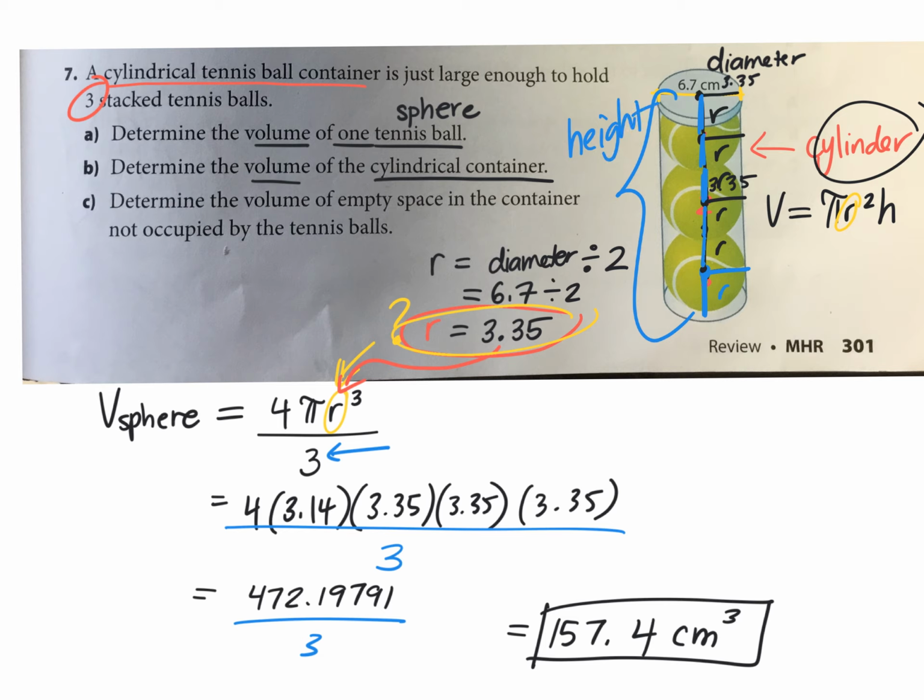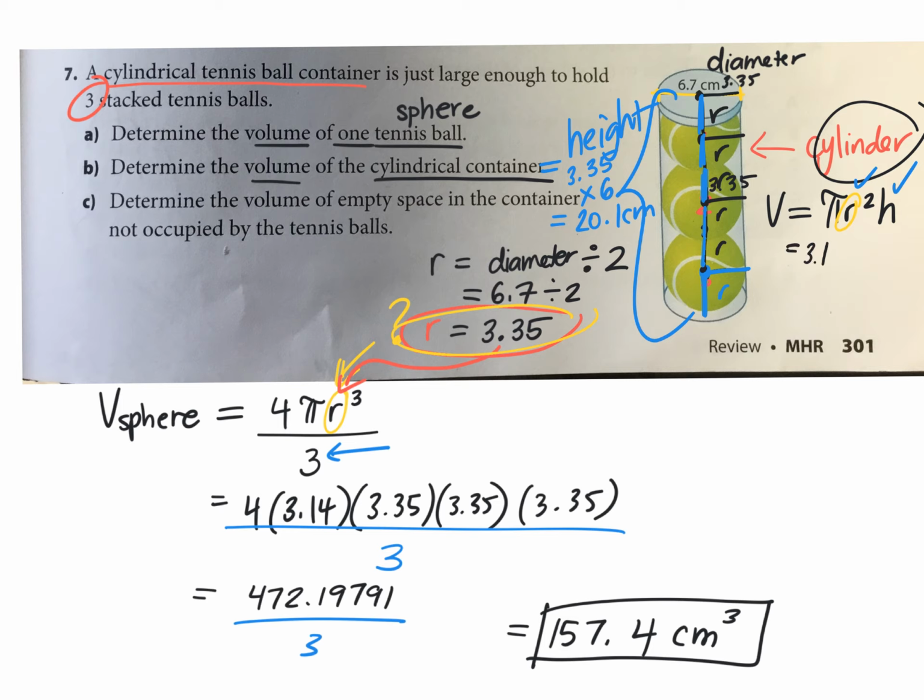So to get the height, I'm going to take the radius, which is what? 3.35, and I'm going to multiply it by 6 to get the height. Does everyone understand why I'm doing that? Because I'm adding up all the radii, and that will give me the height. So what is it? Yep, 20.1 centimeters is the height of the cylinder. So now I have the radius, and I have the height. We're just going to plug it in.